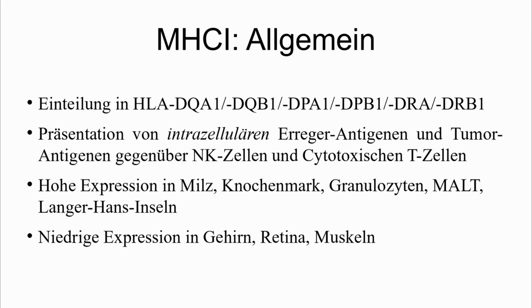However, these antigens are not found in our Th0 cells, but in so-called natural killer cells and cytotoxic T cells. We find many MHC1 molecules in the organs of our immune system and, interestingly, also in the Langerhans cells of our pancreas, probably to ensure our insulin production. As with MHCII, little MHCI is formed in the brain, retina and muscle in order to reduce autoimmune reactions.